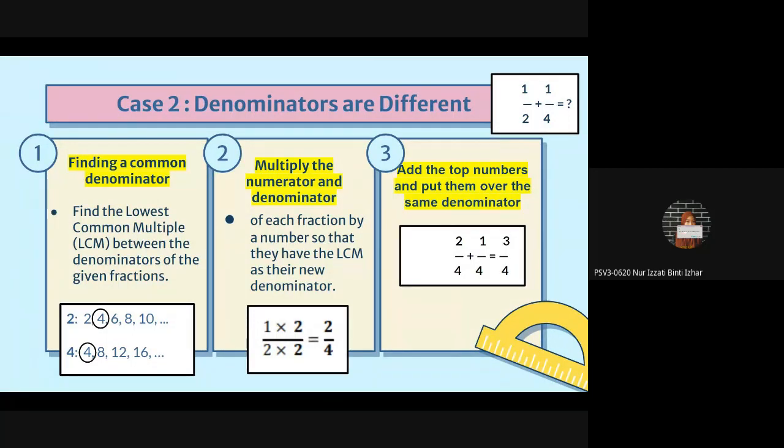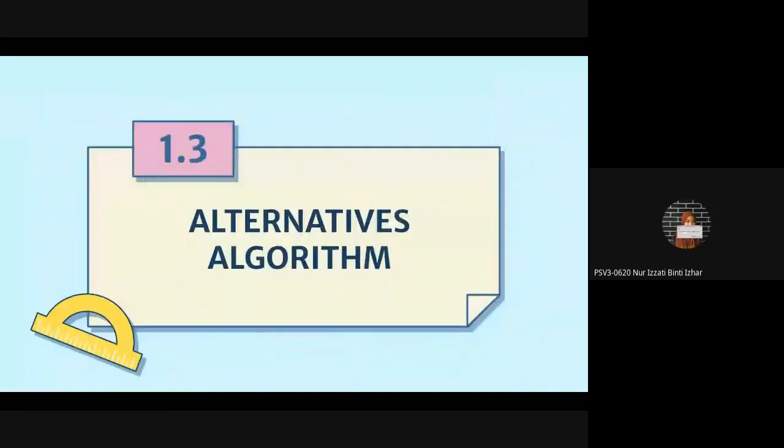Now that the denominators are the same, we can go ahead and add the top numbers, which is 2 plus 1 equals 3, while the denominators stay the same. So in conclusion, 1/2 plus 1/4 equals 3/4. Okay, next.